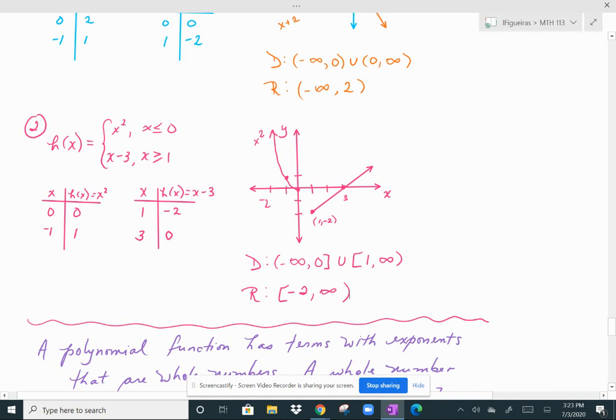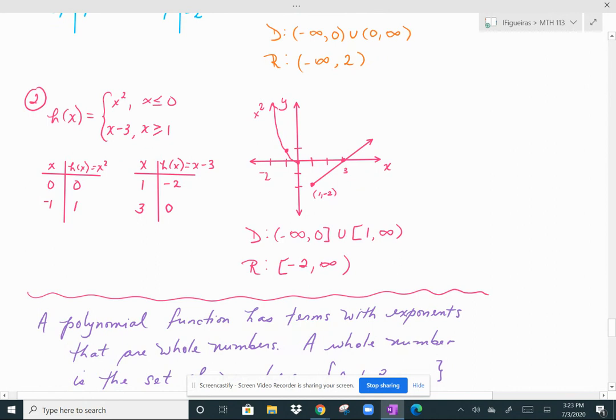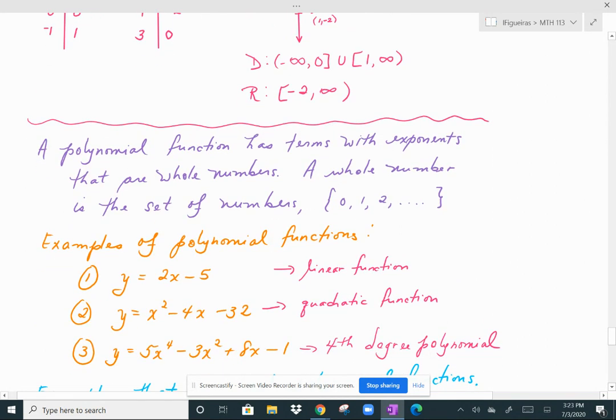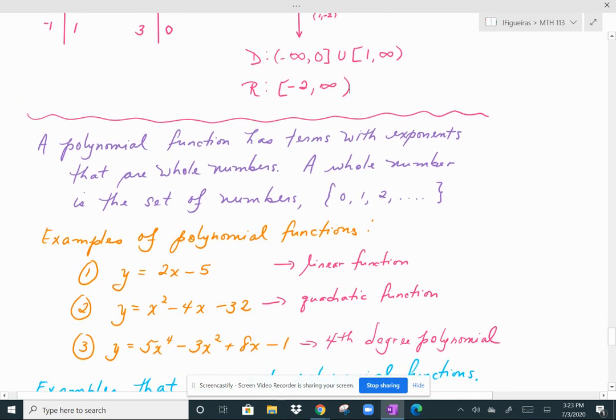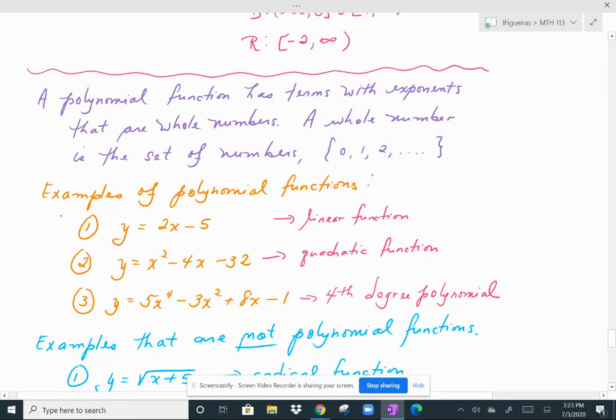So a polynomial function is a function that has terms with exponents that are whole numbers. So we talked about some of these already. This is considered to be a linear function because it's x to the first power. This is a quadratic function because it's x to the second power. And then you can have higher order polynomials. Here's an example of a fourth degree polynomial because the highest exponent is 4.